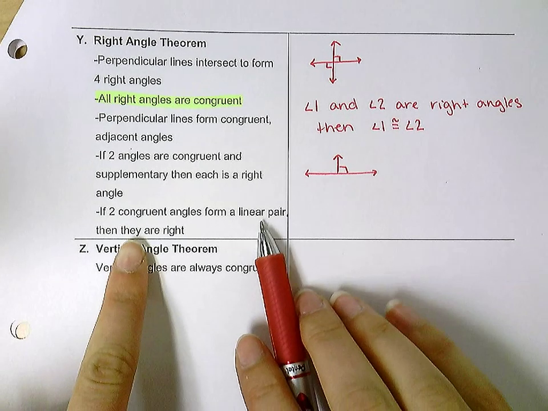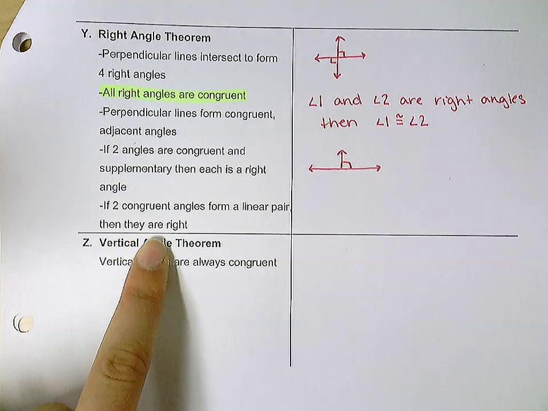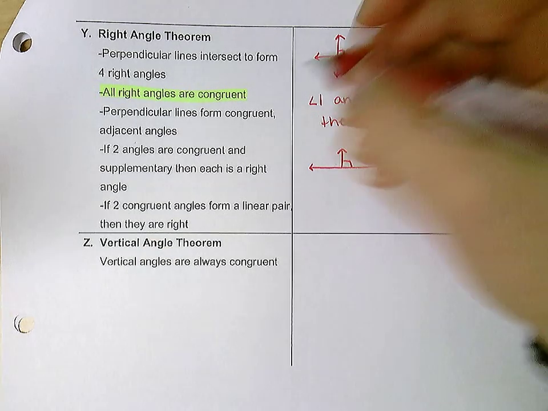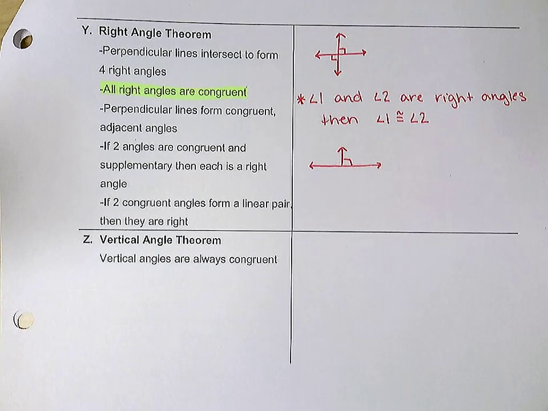Same thing with this one. They form that linear pair, and they're congruent, so they have to be right angles. This one just has to do with everything about your right angle. But again, the most common one you're going to use is this one right here, and that's the one I highlighted.